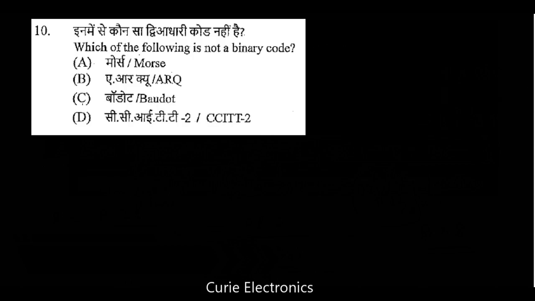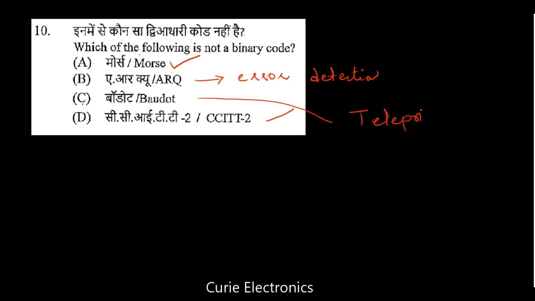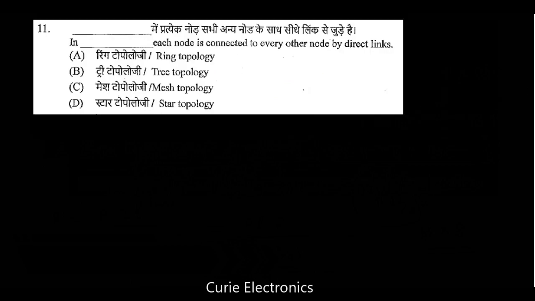Which of the following is not a binary code? The Morse code is not a binary code. And this ARQ code is an error detection code, it is used to detect errors. And Baudot and CCITT are used for the teleprinter. Nowadays we won't use the teleprinter, but in olden days the teleprinter was used. It was an electromechanical device. That's all I know about this teleprinter. I have not seen one. Okay, let's move to the next question.